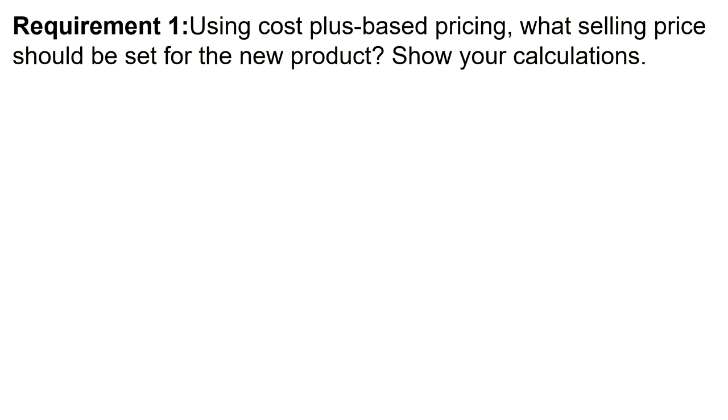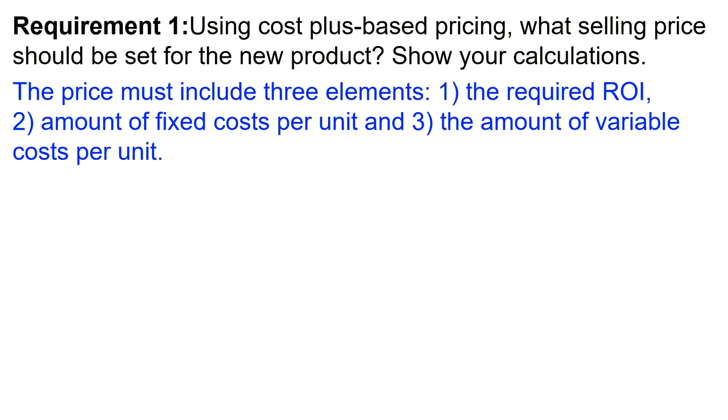And show your calculations. Well, the first thing we need to identify here is what elements we have going into this. What is it that we need to take care of? So the price must include 3 elements. We need to have our required ROI, that's the cost plus, the amount of fixed cost per unit, and the amount of variable cost per unit. The price needs to cover the variable cost, the price needs to cover the fixed cost, and the price needs to provide that ROI for us.